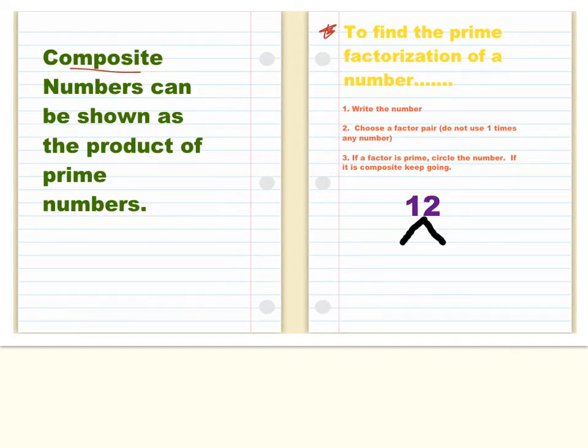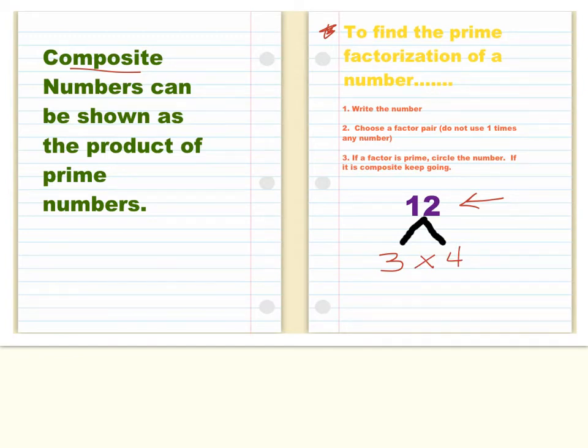So here we have 12. We're going to find the prime factorization of 12. So I do step 1, which is write the number. Then I have to think what times what is 12, but I cannot say 1 times 12. So I'm going to start with 3 times 4 because I like to use the larger factors first.